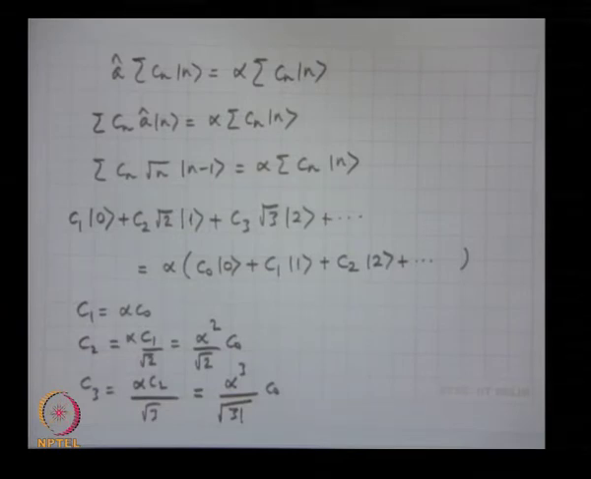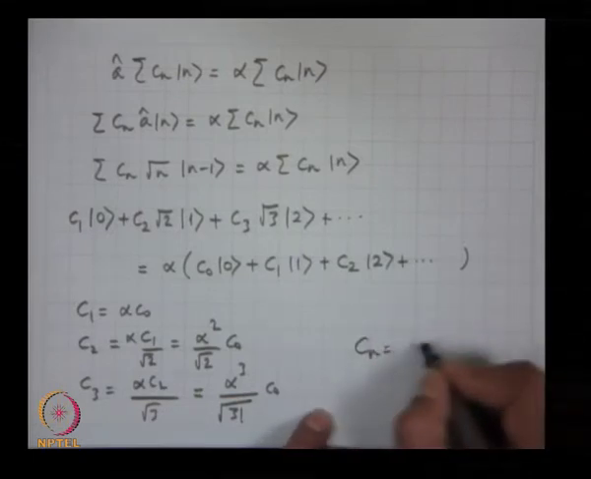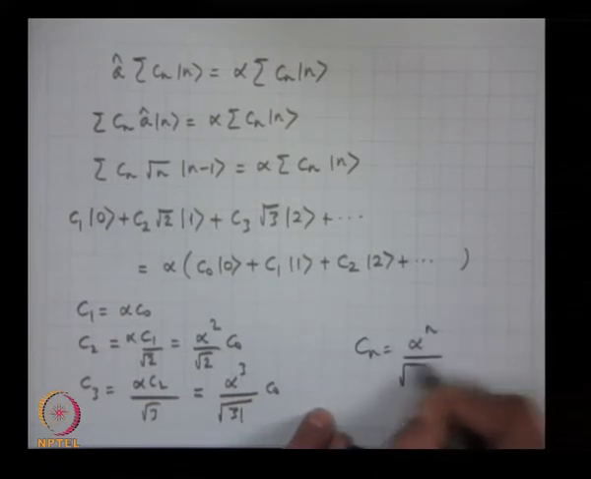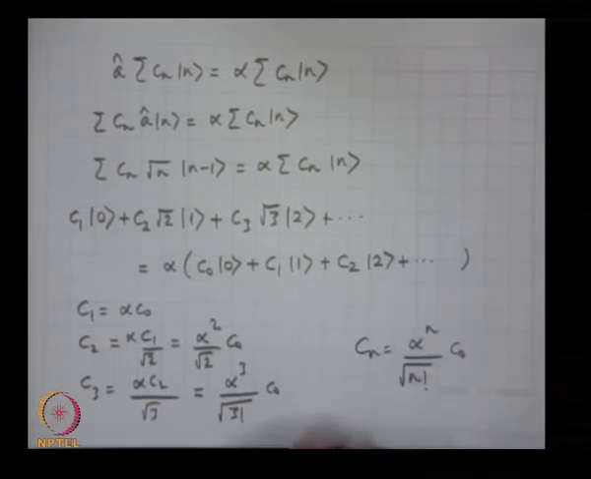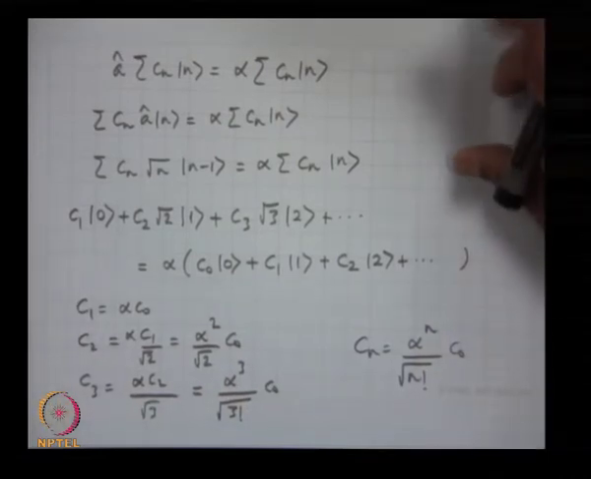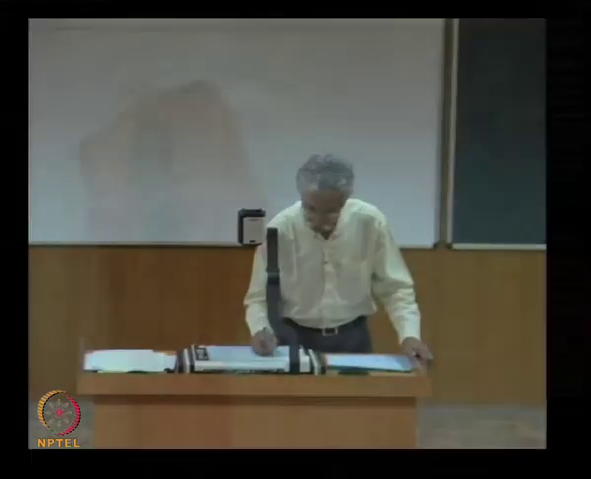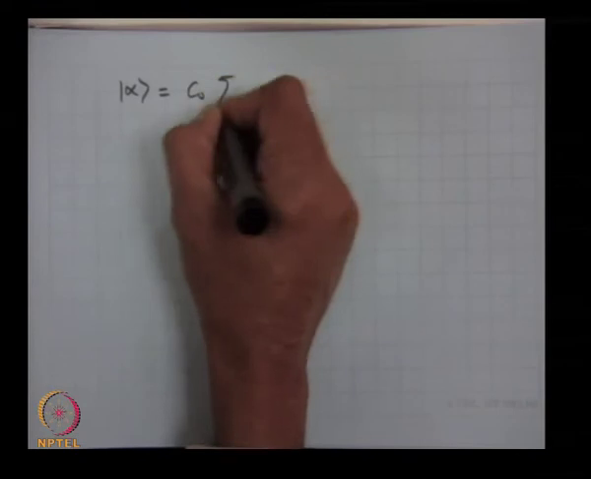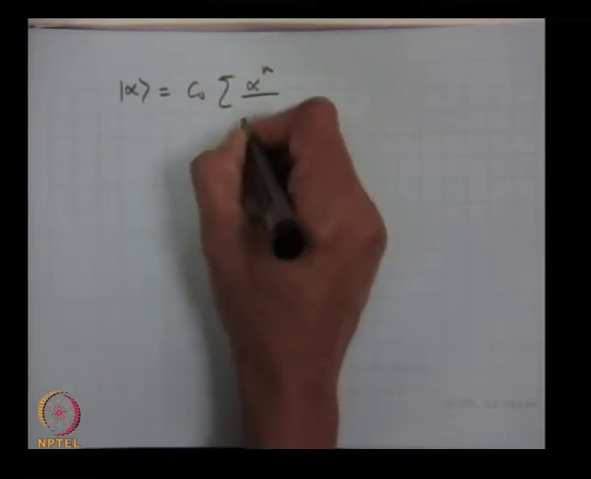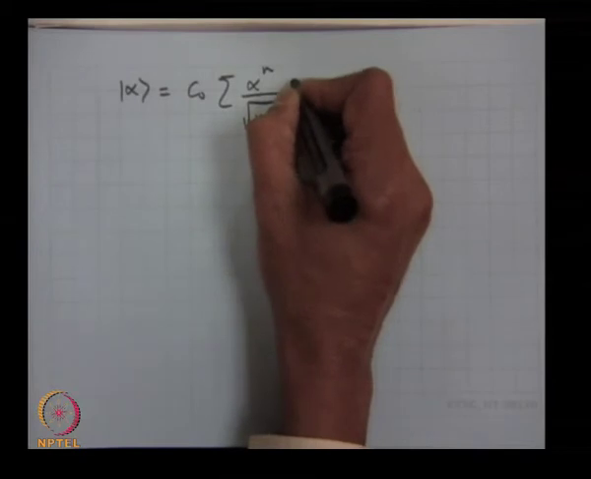And so on. So in general, Cn will be alpha raised to the power n by square root of n factorial into C0. So I've just formed recurrence relations and found the value for Cn. So I can use the Cn in the expansion for the alpha ket, and what I find is ket alpha is equal to C0 sigma alpha raised to the power n by square root of n factorial into ket n.